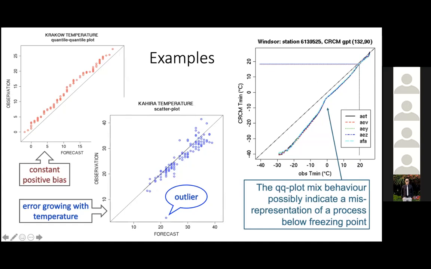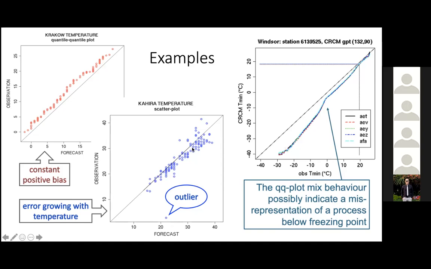Instead, if you look at the quantile plot on the right, you can see the behavior is different. There is a discontinuity around 0. So this type of quantile plot tells me that for this distribution, it won't be very informative to calculate the additive bias. The distribution exhibits two different behaviors, so I would need to split it, in a sense. And actually, this type of behavior tells me that there is some misrepresentation in a process below freezing point. You see that the negative bias decreases essentially with the temperature.